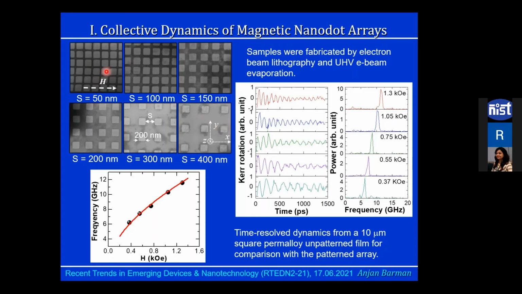And because they interact very strongly by the dipolar and other higher order multipolar interaction, we want to see what actually is happening. So we did the time resolved experiment on them. And these are the Kerr rotation as a function of time and the frequency component from the Fourier transform. And these are as a function of magnetic field. And we did this modeling using the Kittel equation, and we found out the parameters.